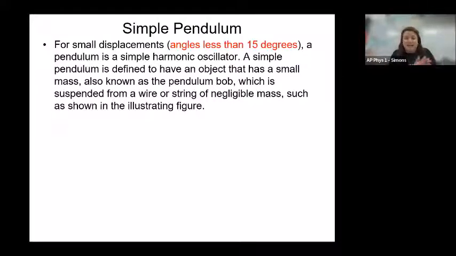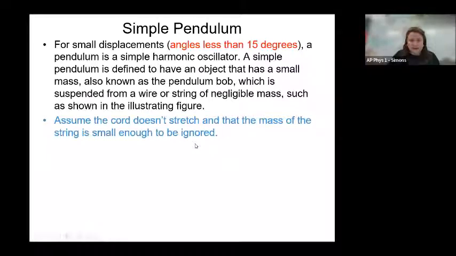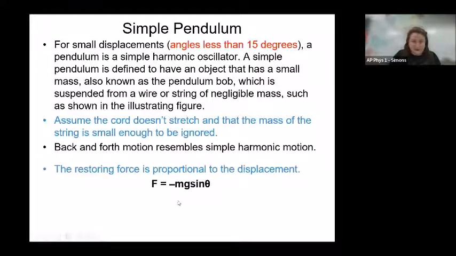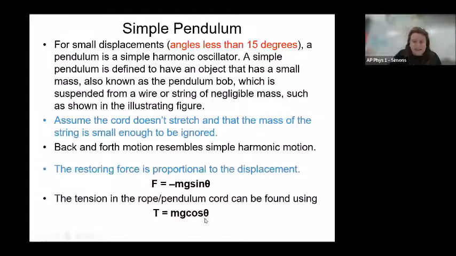All right, so with these simple pendulums, what College Board usually talks about are small displacements, so an angle less than 15 degrees. If we're talking about a small displacement, then a pendulum does act like a simple harmonic oscillator. So if we assume that that string doesn't stretch at all, we can ignore the mass of the string, and our restoring force is what we were looking at previously, the weight and then the sine of the angle to give that component that restores it back to equilibrium from either side. Whereas the tension is the weight and cosine of the angle. So different components of the forces.